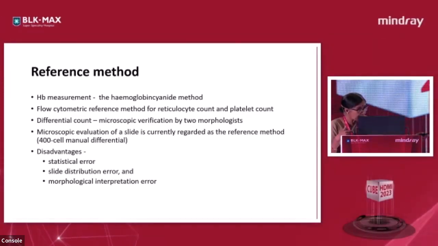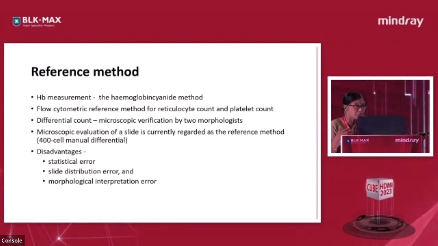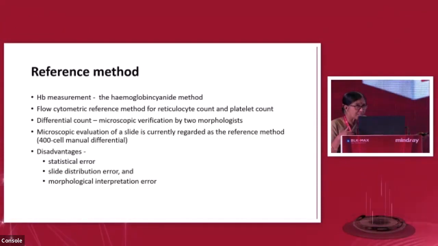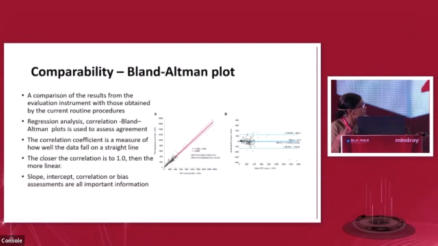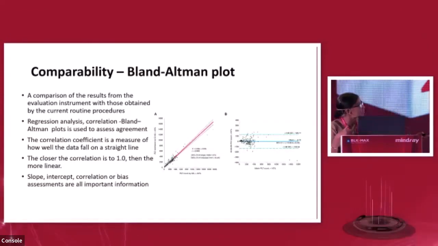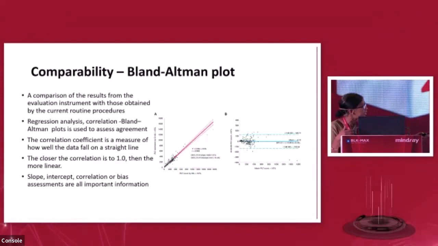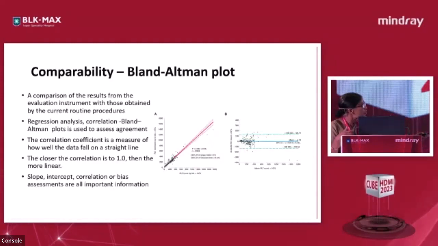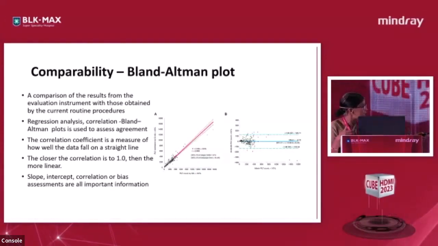However, we do understand that there are limitations. The slide distribution error and the interpretation error could contribute to this variation, and I'm sure there are better methods that we could rely on. So when we talk about comparability, regression analysis, correlation, and Bland-Altman plots are used to assess the extent of agreement. Correlation coefficient is a measure of how well the data falls in a straight line.